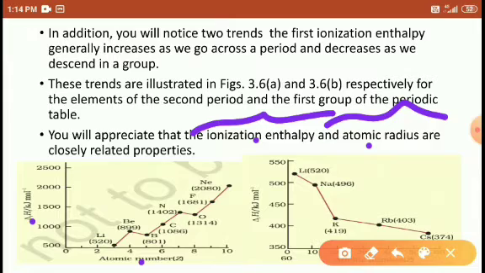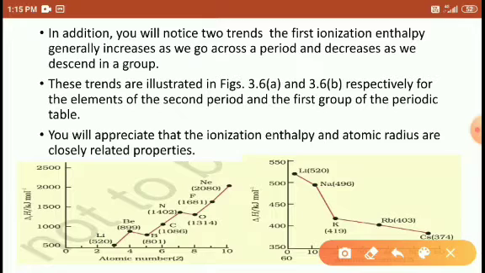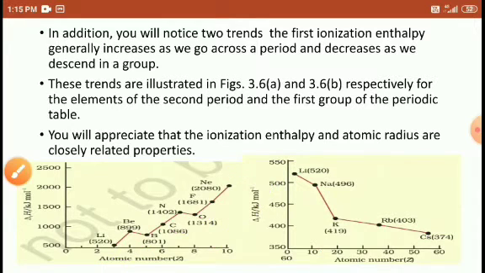Right, students? So the atomic number increases from 0 to 10. Lithium, beryllium, boron, carbon, nitrogen, oxygen, fluorine, neon. So this is the second period of elements. As we move across the period, the ionization enthalpy goes on increasing. Why? Because as the atomic number increases, electrons are added into the same period, the same shell. So that's why the ionization enthalpy increases.